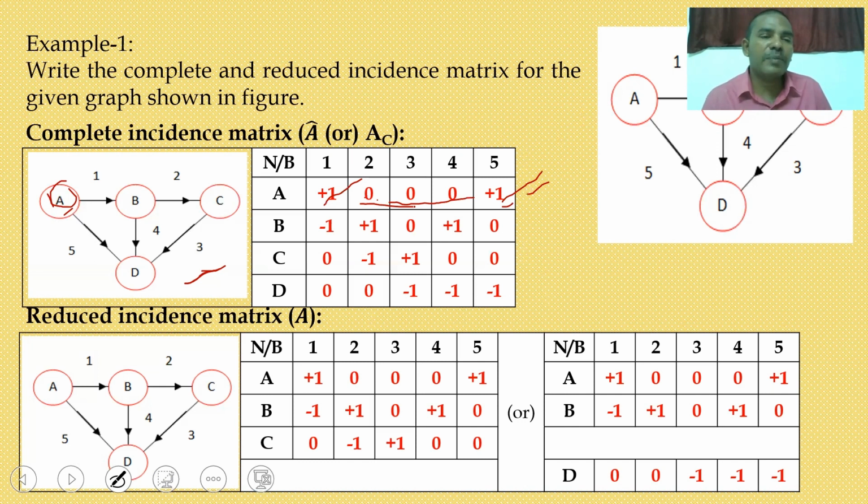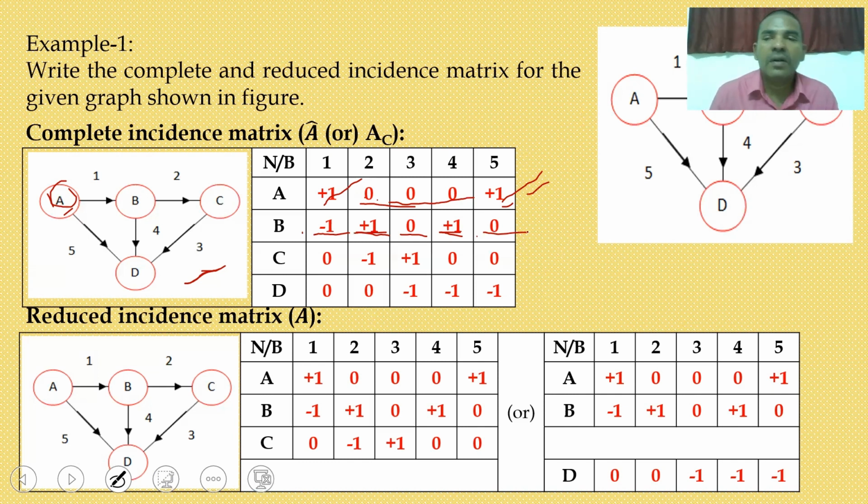Similarly, coming to node B, node B carries 3 branches: branch 1, branch 4, branch 2. Branch 1 is incidenting on node B, so that means -1. Branch 4 is not incidenting, it is leaving from the node, so it is positive. Branch 2 is leaving away from node B, so it is also +1. The remaining 2 branches are not incidenting, put zeros.